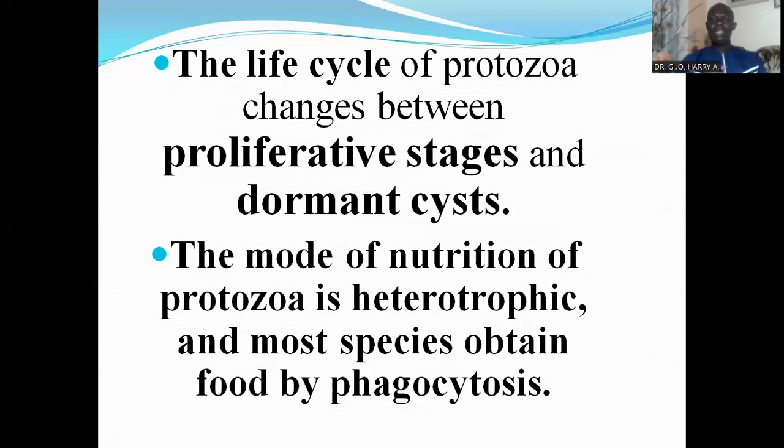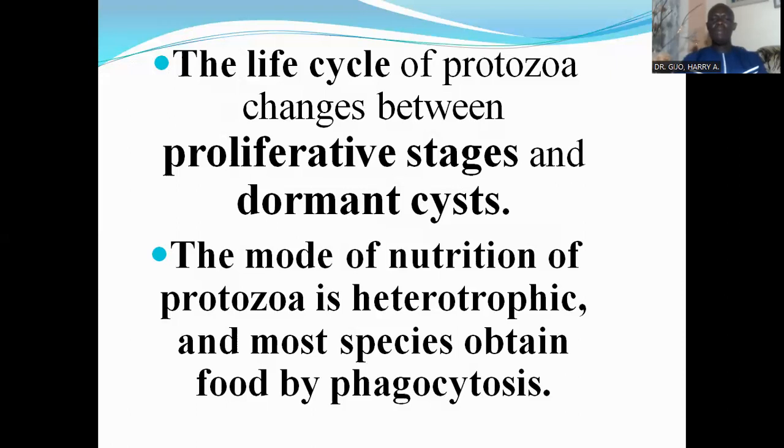When a protozoan transforms from the proliferative stage to a dormant stage, it is called encystation. The proliferative stage is called the trophozoite. The transformation of the trophozoite to the dormant cyst stage is called encystation, while when it transforms back from the dormant cyst to the proliferative stage, it is called excystation.